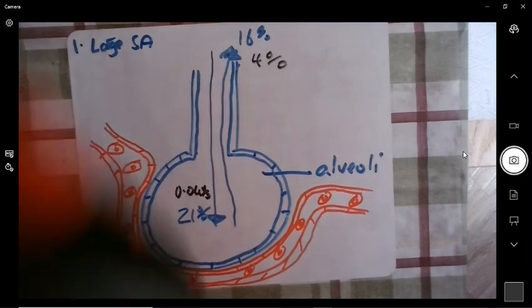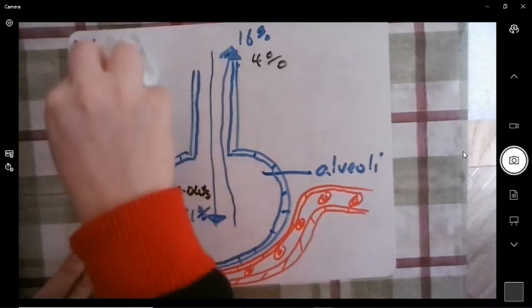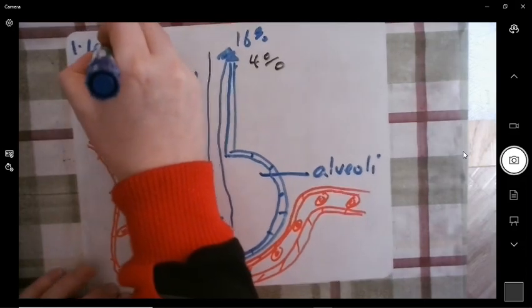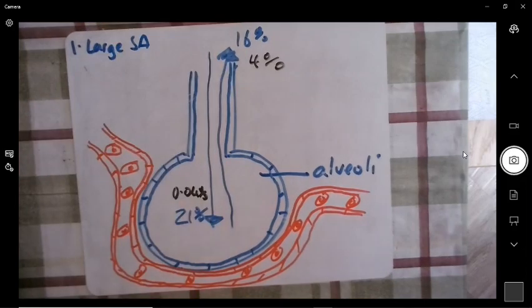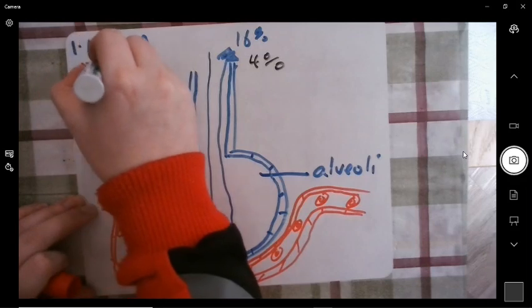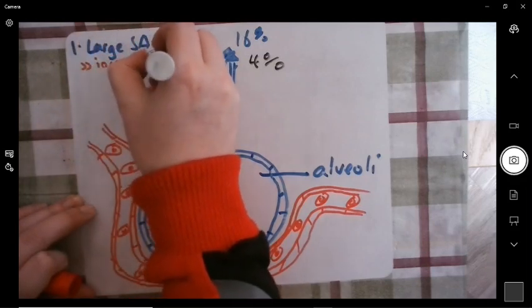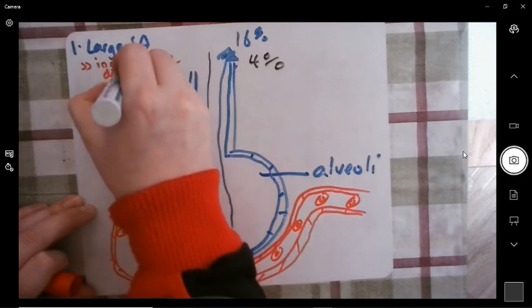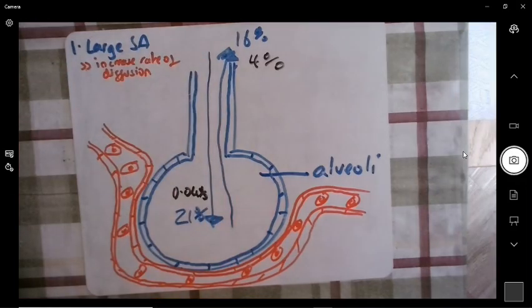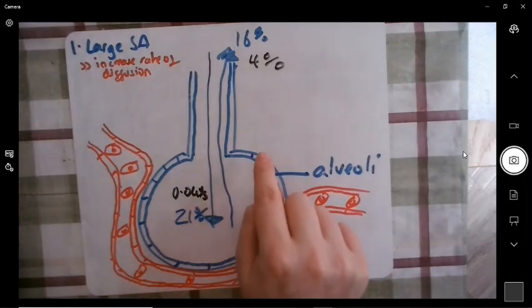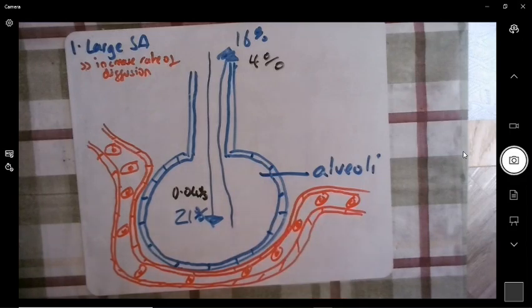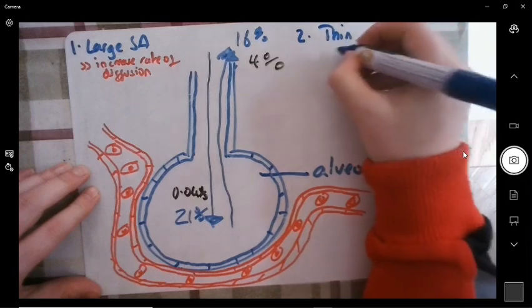I mean huge. Gigantic surface area compared to if they didn't have this sort of bubbling effect. So this large surface area is going to make sure that we increase rate of diffusion. And of course, guys, that's the rate of oxygen and carbon dioxide diffusion. Oxygen in, CO2 out. The second adaptation, both the capillary and the alveoli have really, really thin walls.